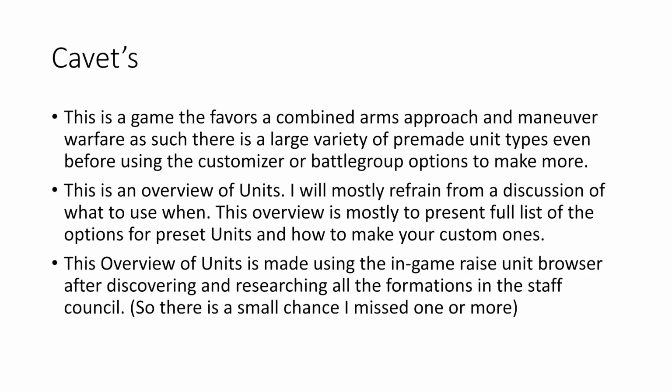One caveat here: this is a game that favors a combined arms approach and maneuver warfare, and as such has a large variety of unit types, even before using the customizer or the battle group options to make more. Using those options, you can basically make any combination that you want. This is an overview of units, so I will mostly refrain from discussion of what to use when. This overview is mostly to present a full list of options for the preset units and how you can customize them. The units were made using the in-game Arrays unit browser after discovering and researching all the formations in the Staff Council. So there is a small chance that RNG just said, I'm not getting that unit, and I might have missed one or two. But as far as I can tell, I have all the units for the discussion here.